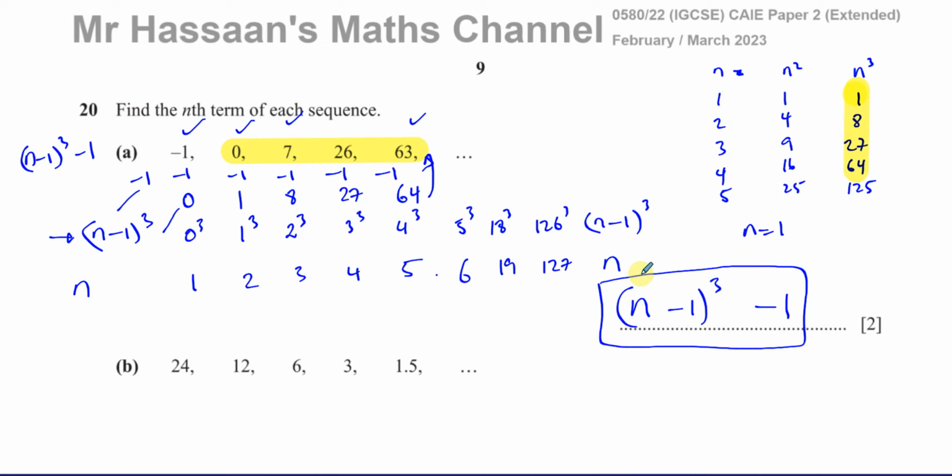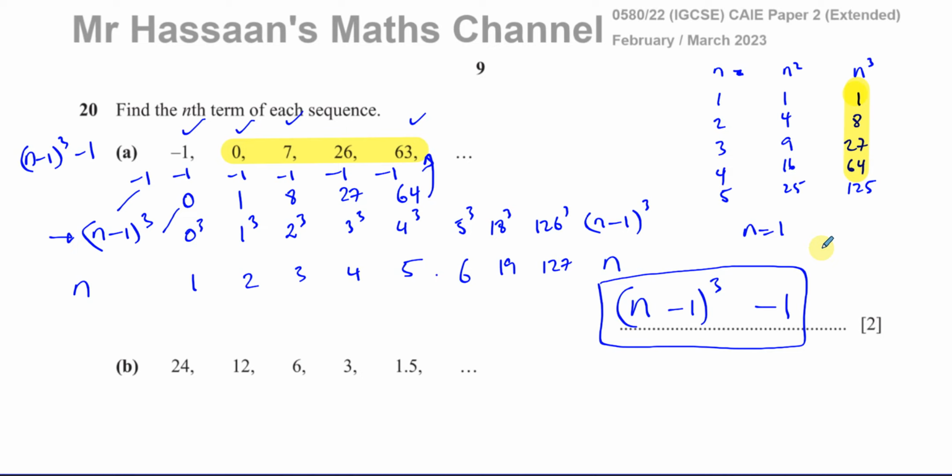Okay, so this is a bit more of an extension question, but having a good idea of what your cube numbers are will really help you to answer a question like this. So you should know your square numbers, you should know your cube numbers. That will really help you with such questions. All right, so that's 20 part A done.